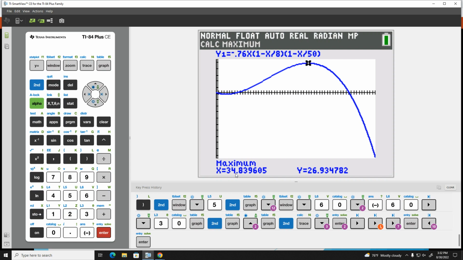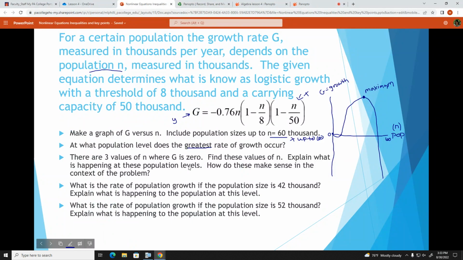And so the maximum, the highest it ever goes, is 34.8396 and 26.93. Let's go 2 decimals. So 34.84 and 26.93. So going back to my drawing, this maximum has an ordered pair that I got from the bottom of my calculator screen, 34.84, 26.93. Now I have to think about what it asked me and which number is going to answer that.